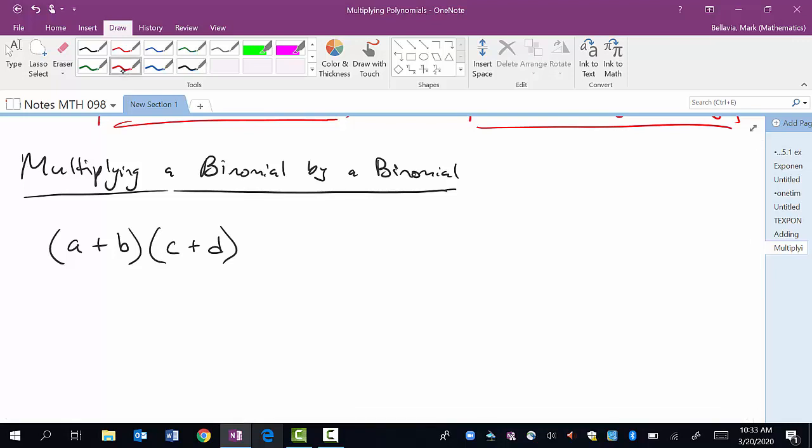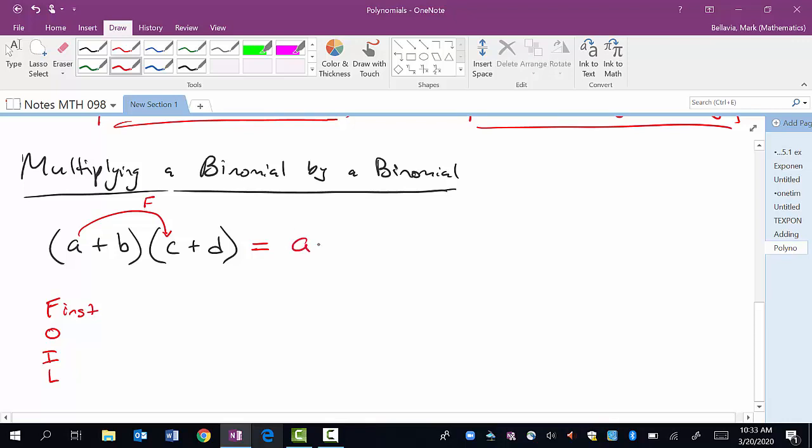And basically what you want to do is distribute through each term from the first to each term in the second. And we have a systematic way of doing this. Call it FOIL, it's an acronym. F-O-I-L. The F stands for the first, so I'm going to multiply the first together. So A times C, that's my first step in FOIL. I get AC. The O stands for the outer, so I'm doing this A times D, so it'll be plus AD.